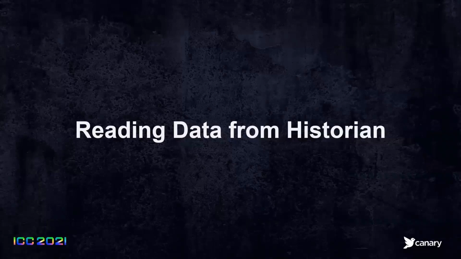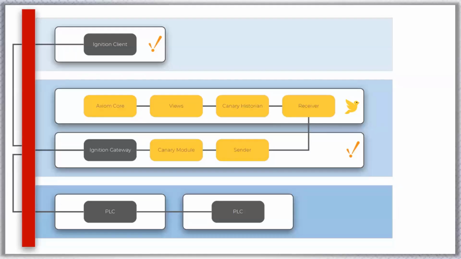It's just as simple to read data back from Canary. All we have to do is connect the module to the Canary Views service. And the Canary Views service is the single endpoint for reading data from the historian archive. So our data loop goes Ignition gateway to module, module to sender, writing to receiver, receiver writes it into the historian archive, and then I read it through views back through the module, back to my Ignition project.